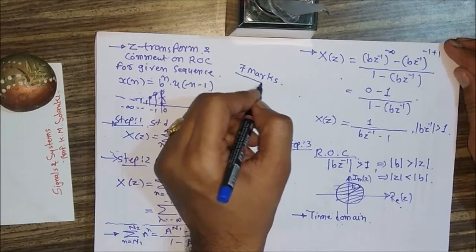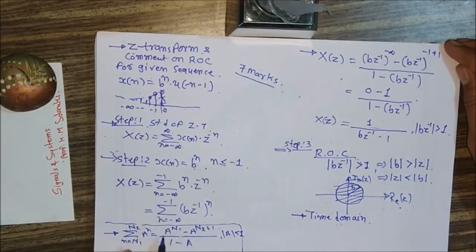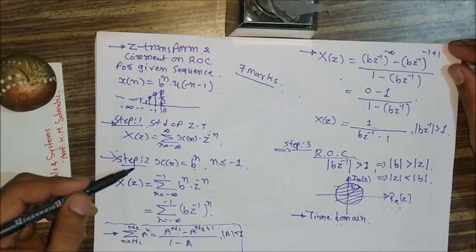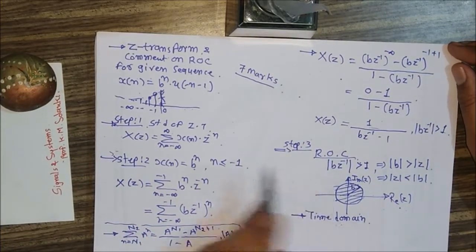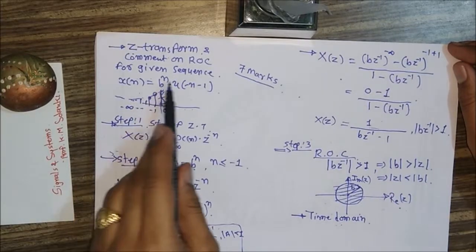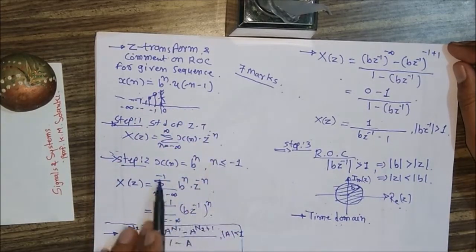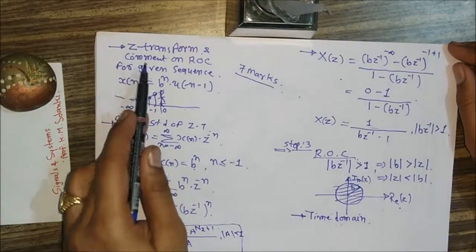So it's very easy to get the 7 marks if we follow this type of steps, and if we go straightforwardly through step 1, step 2 and step 3 in ROC, X of z, and considering the limits of x of n. By this we can easily solve the Z transform example.